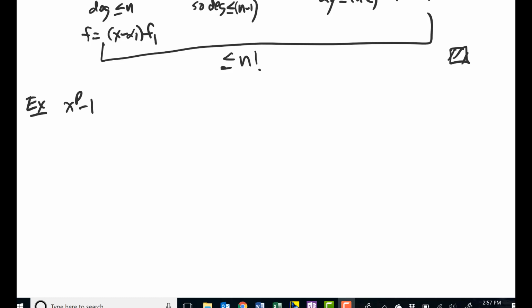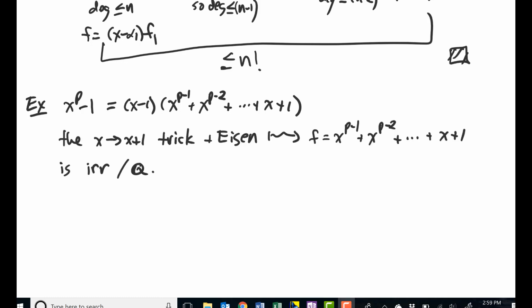All right, let's start with x to the p minus 1. This is over Q. So here p is a prime, and of course this always factors. 1 is a root of it, and therefore x minus 1 will factor over Q, but in fact this is what you get, the beginning of a geometric series type thing.